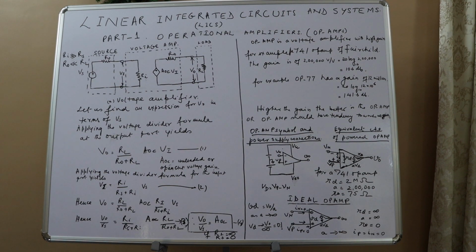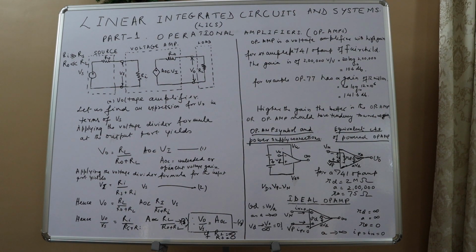Now, as we see on the whiteboard, an op-amp is a voltage amplifier with high gain. For example, the 741 op-amp of Fairchild has a gain of about 2 lakh, which is equal to 20 log10 of 2 lakhs. The OP77 also has a gain of 12 million, which is 20 log10 of 12 times 10 raised to 6, equal to 141.6 dB. It is seen from these two examples that the higher the gain, the better the op-amp. An op-amp should have a tendency towards infinite gain.